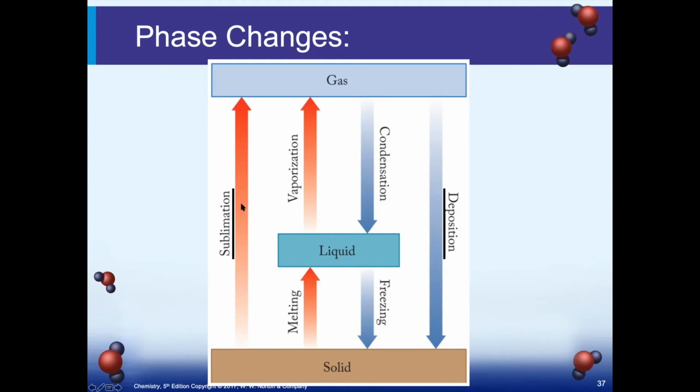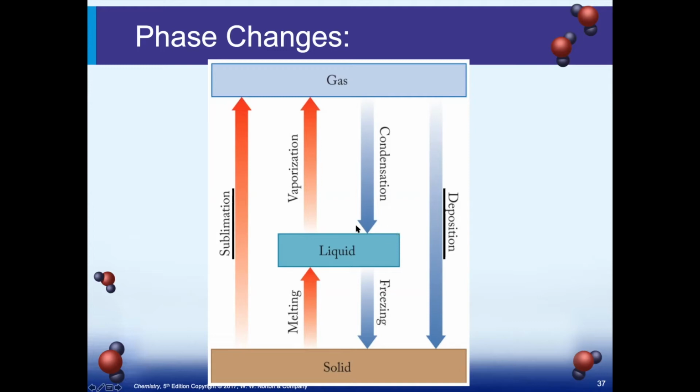We call that freezing. Now, two of the labels you don't have in your notes, so make sure you notice that and write these down. For some substances, you can go directly from the solid phase to the gaseous phase. You don't have to go through the liquid phase. That we call sublimation, okay? And the opposite process, if you go directly from the gaseous phase to the solid phase, we call deposition, okay? I don't think either of those words are on your handout, so you may want to write those down.